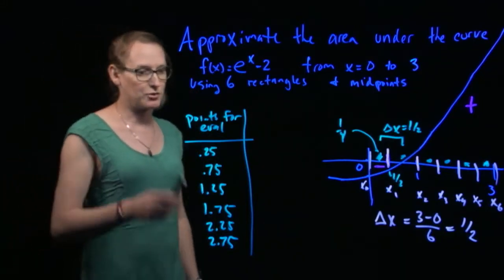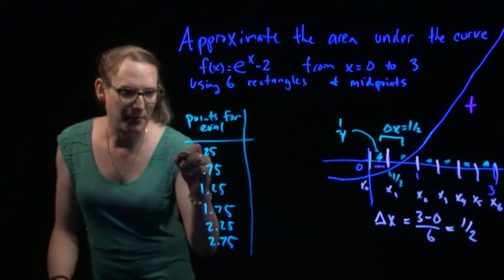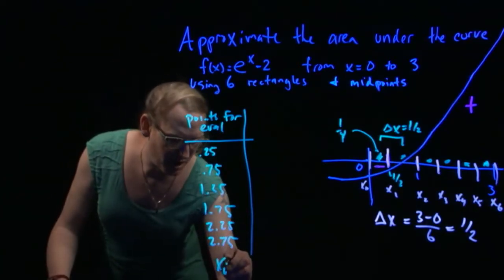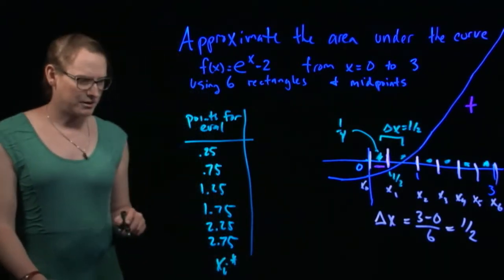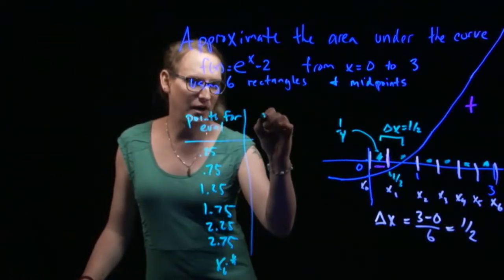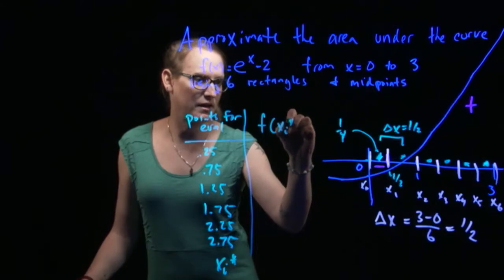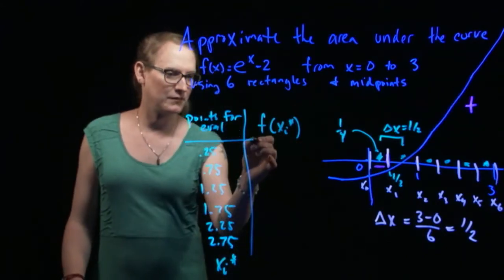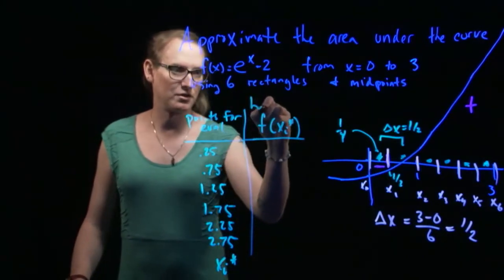Okay, so those are my x sub i star values. That's what these are. These are my x sub i stars. And then I want to go f at x sub i star. These are the heights of the rectangles.